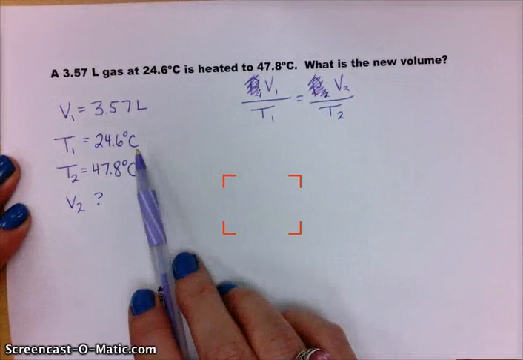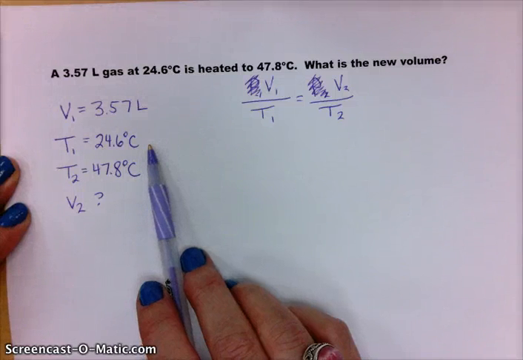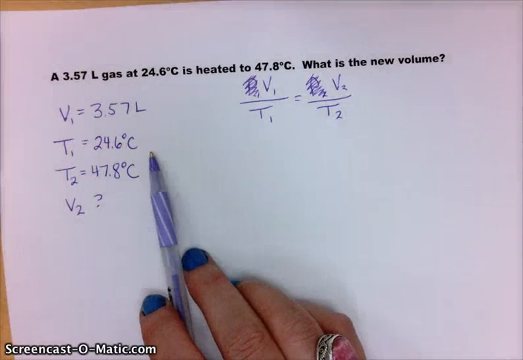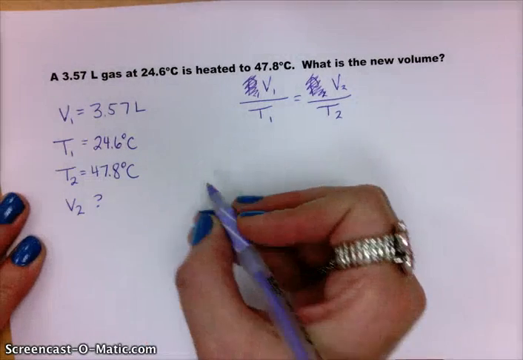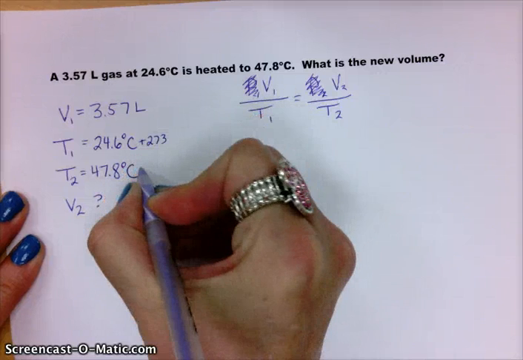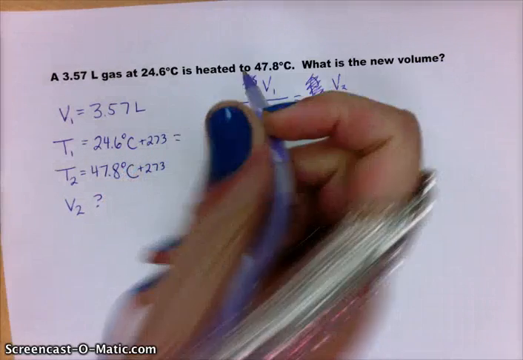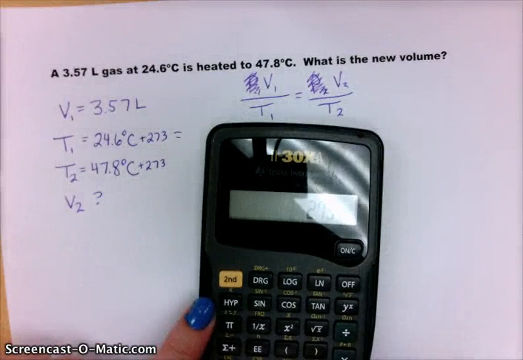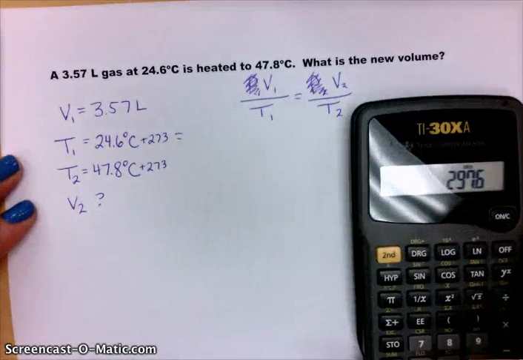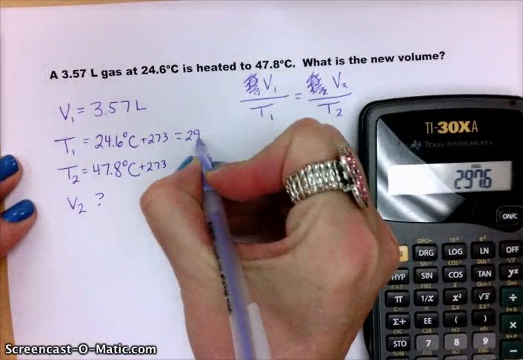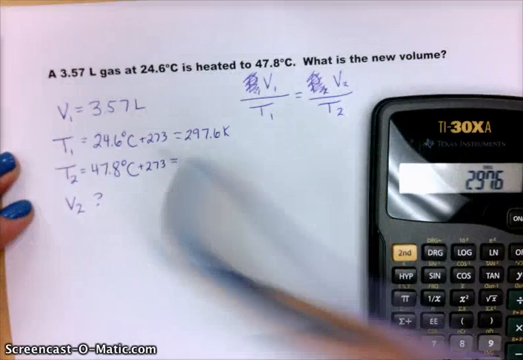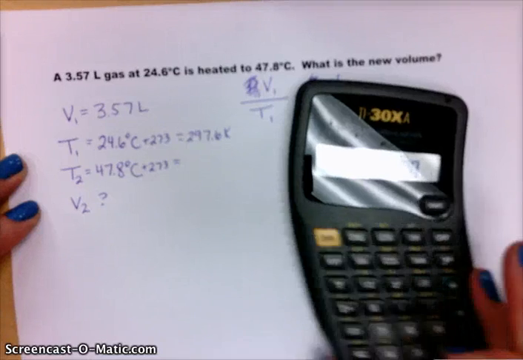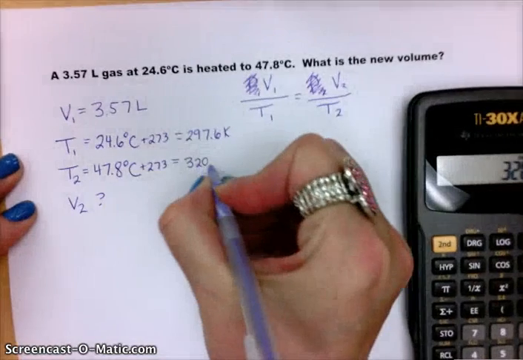Now you may remember something about temperatures in degrees Celsius. If you remembered that we have to convert it to Kelvin, you are correct. Converting from Celsius to Kelvin requires us to add 273. So let's add 273 to our temperatures. We have 24.6 plus 273 equals 297.6 Kelvin. For T2, we have 47.8 plus 273 equals 320.8 Kelvin.